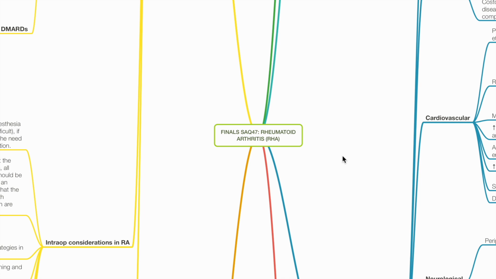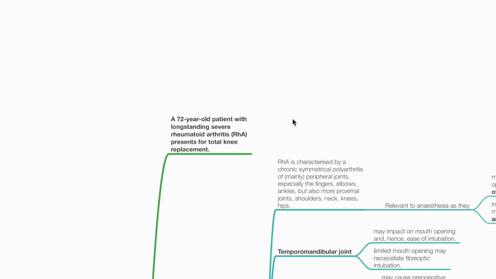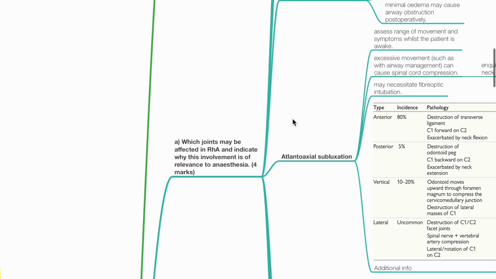Finals SAQ47, Rheumatoid Arthritis. A 72-year-old patient with long-standing severe rheumatoid arthritis presents for total knee replacement. A. Which joints may be affected in rheumatoid arthritis and indicate why this involvement is of relevance to anesthesia?